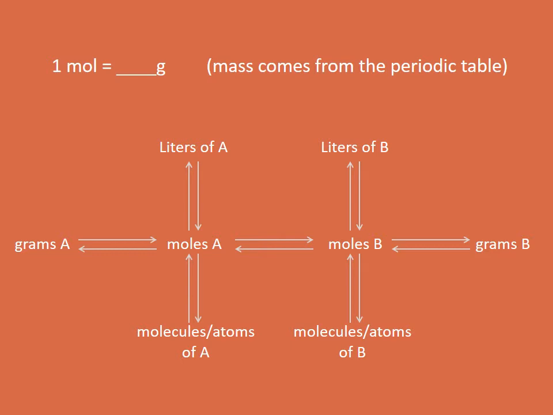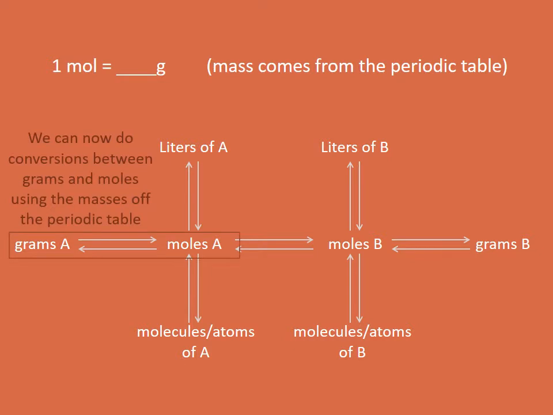Locate on the pink sheet where it says 1 mole equals blank amount of grams. Now why blank? It's because the mass is going to depend on what elements are inside of the formula. So every time we do a question, we are going to have to add up the masses. That will go into the blank with grams, and it will equal 1 mole of that formula. So now we can convert between grams and moles. So we can now do conversions between grams and moles using the masses off the periodic table.